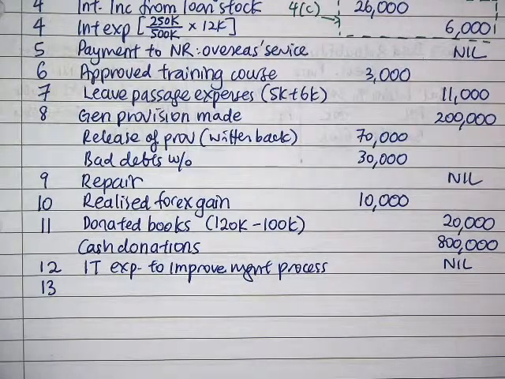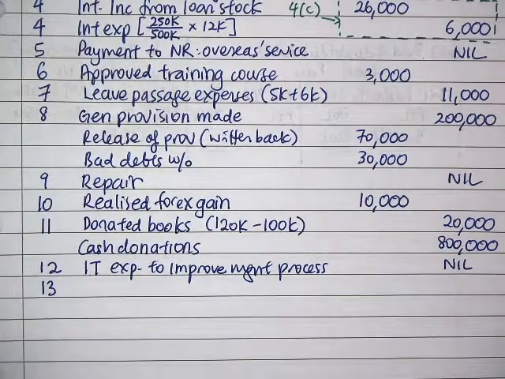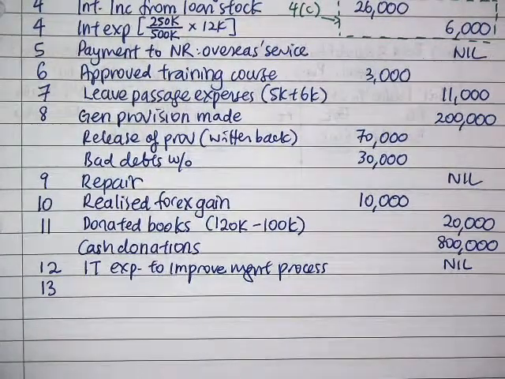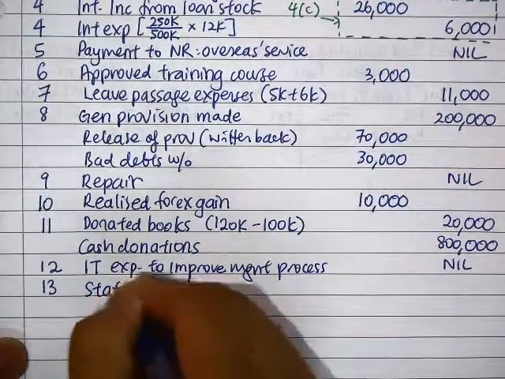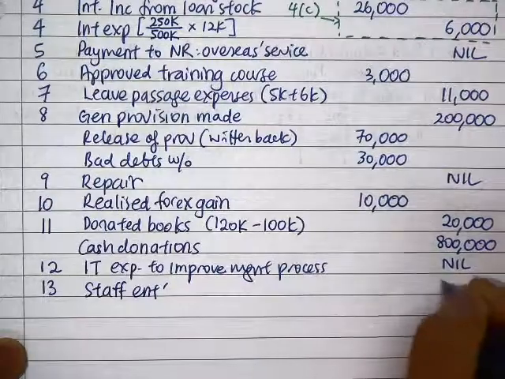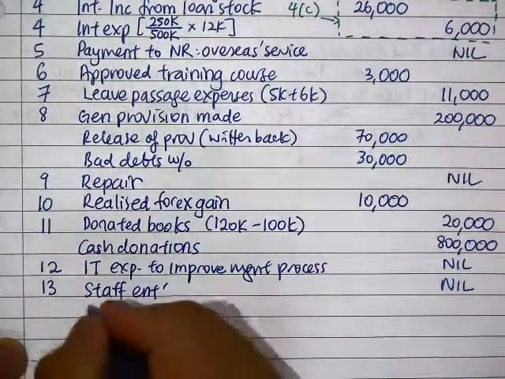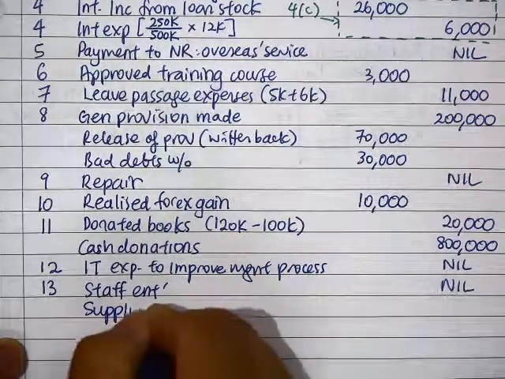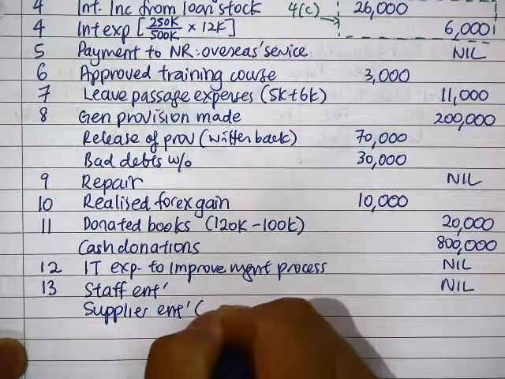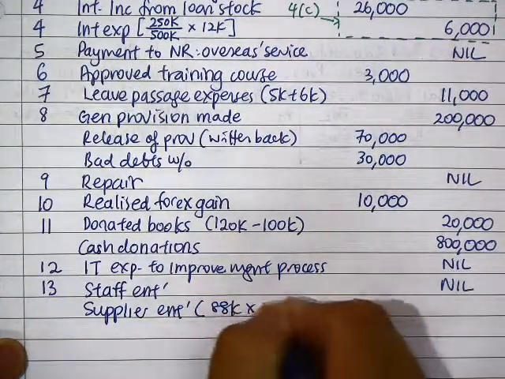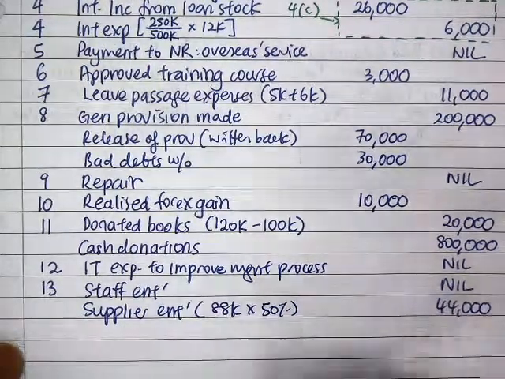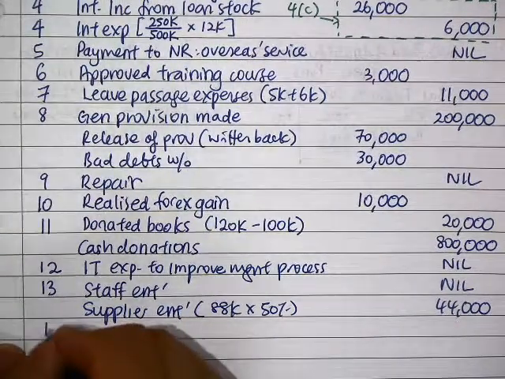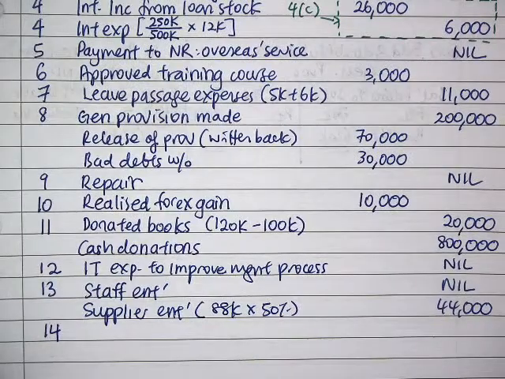Right, entertainment comprised of staff entertainment and supplier entertainment. Staff entertainment is given full deduction, so nil. Supplier entertainment is disallowed by half, so 88, 50%, so we add back 44. Note 14.